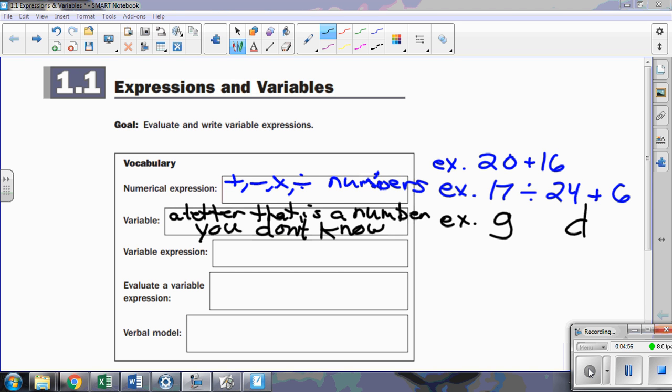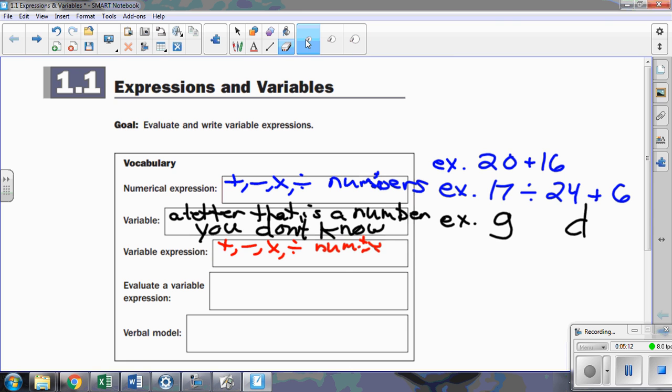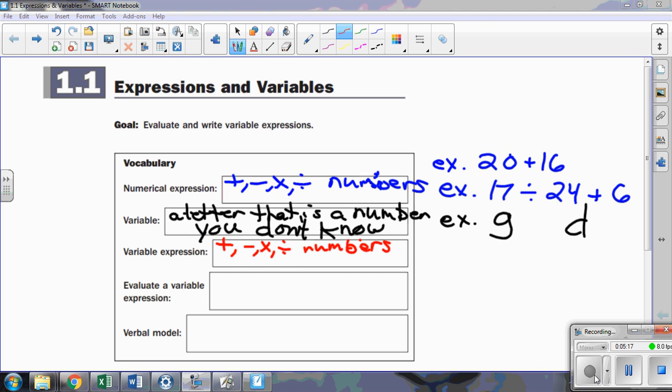A variable expression, then, is just like a numerical expression. You will still add, subtract, multiply, or divide. Whoa, that's not coming out right. Let me fix that. So we'll add, subtract, multiply, divide numbers. That's the exact same thing as a numerical expression. But the only thing that makes it different, we'll also add, subtract, multiply, divide variables. We're working with unknown numbers.